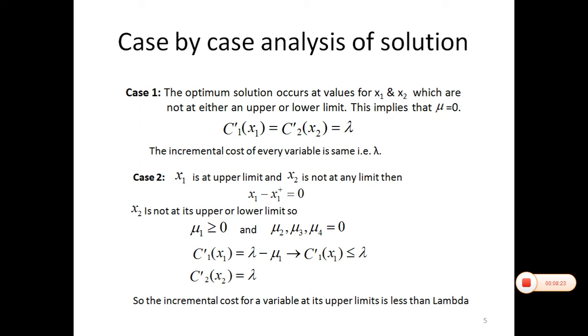So the solution will be, the incremental cost function with respect to variable x1 will be lambda minus mu1. This means that your incremental cost function c1 prime will be less than or equal to lambda, and your second cost function c2, which is related to your variable x2, will be equal to lambda. So the incremental cost for a variable at its upper limit will always be less than lambda.